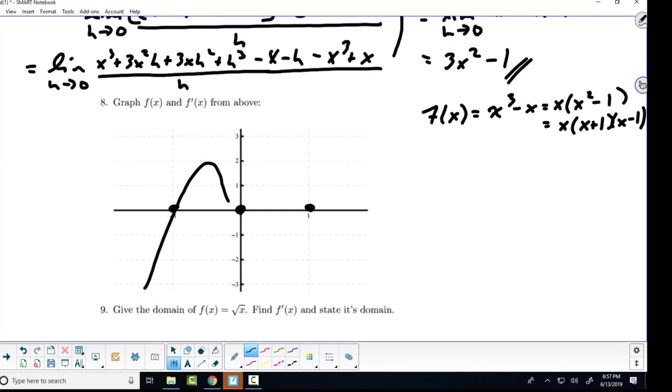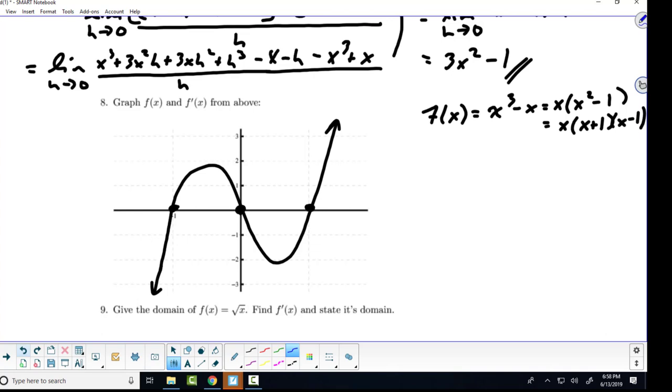Oops. Good enough. To be honest, I can't remember exactly how high those peaks are, but let's not worry about that. Okay. There's the graph of this function.